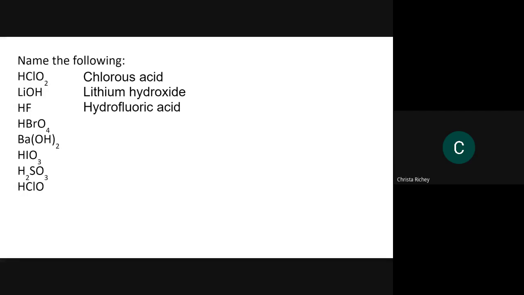4 oxygens. Now you're not going to see this on your polyatomic ion chart, but 4 oxygen acids get a per.